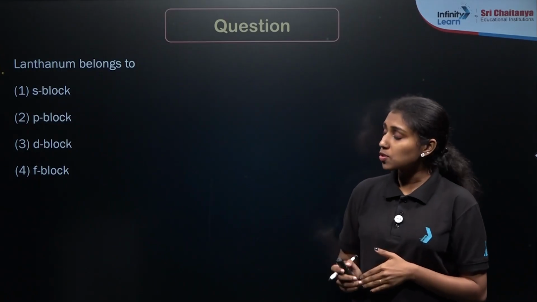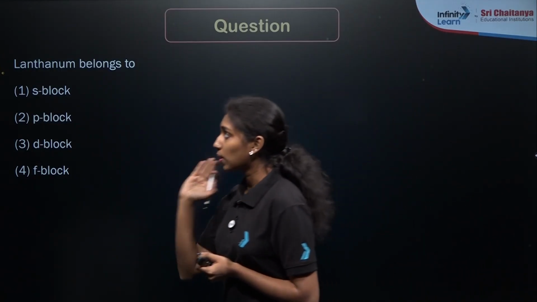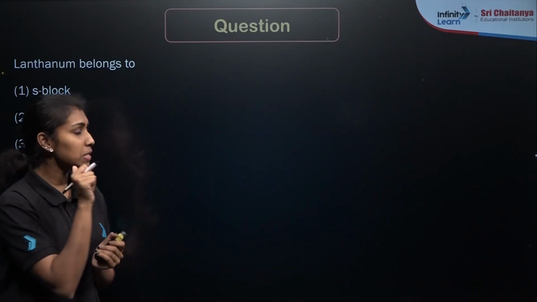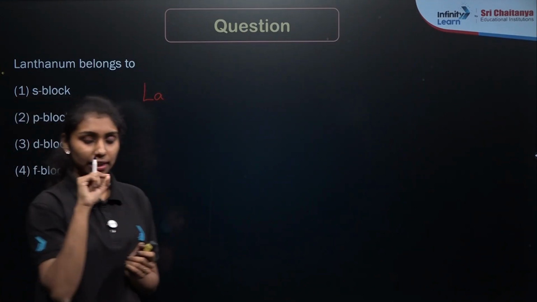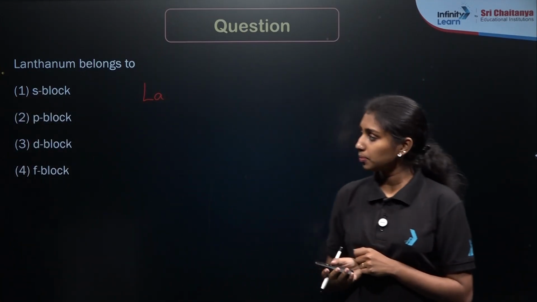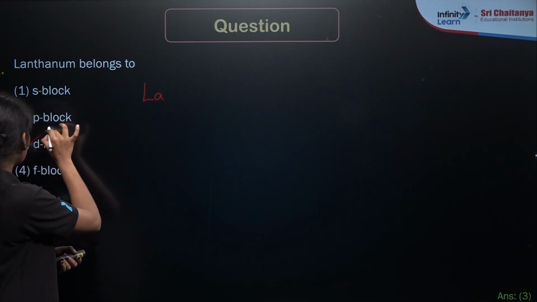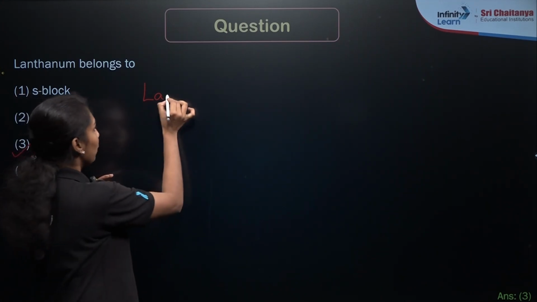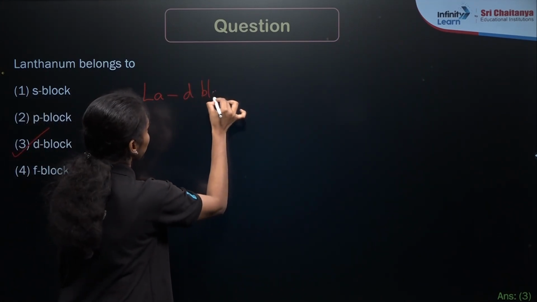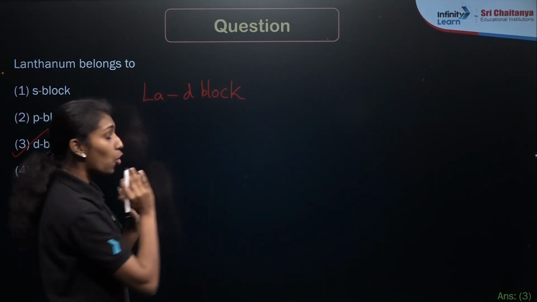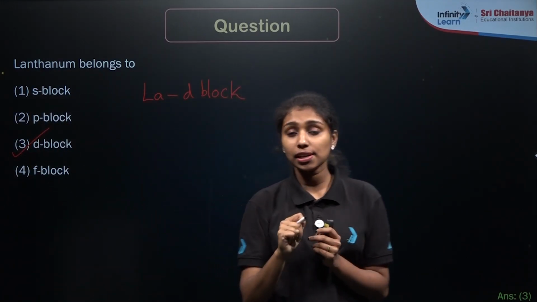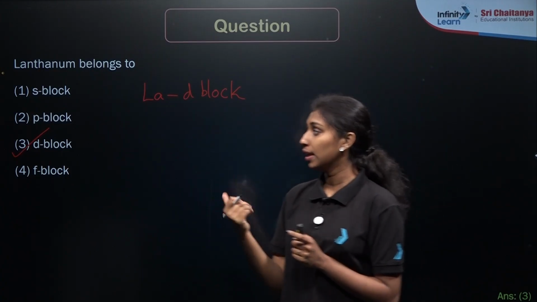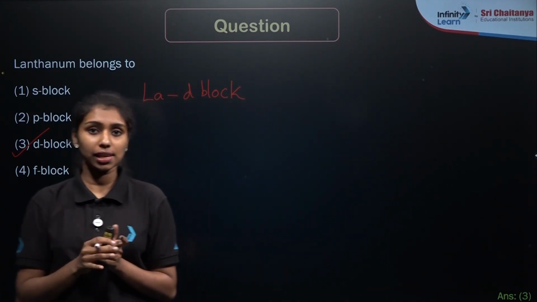Lanthanum belongs to which block? When you focus on the periodic table, you can see that one element is present there, right? It has the symbol La, lanthanum. So which block element is it? Yes, it is option 3, right? Which means lanthanum is a d block element, because the last electron is entering into the d subshell. But after lanthanum, all the 14 elements are considered as f block elements, in which the last electron is entering into the f subshell only. Clear? So option 3 will be the correct answer here.